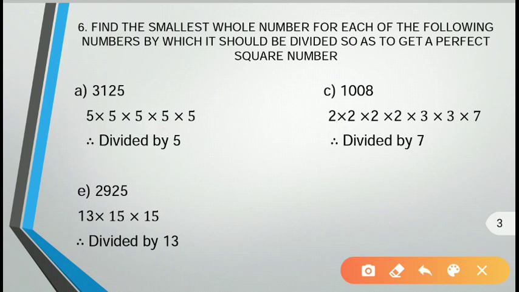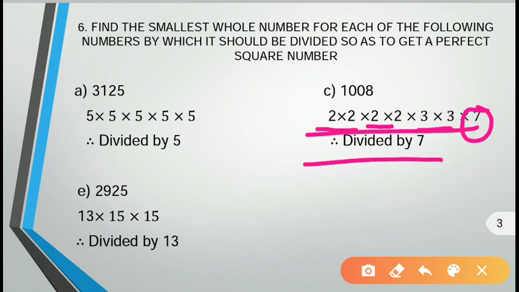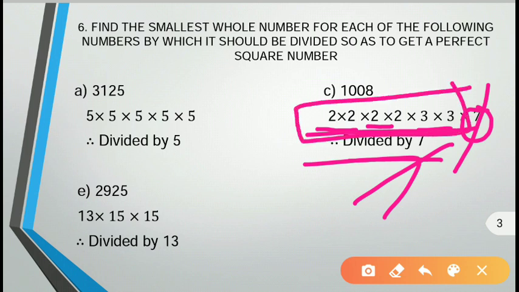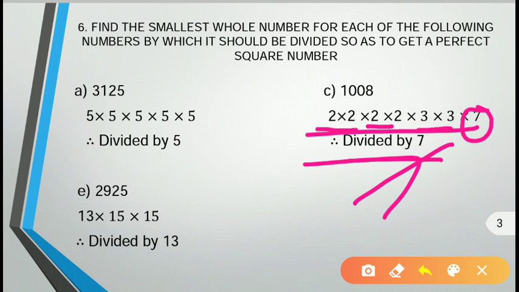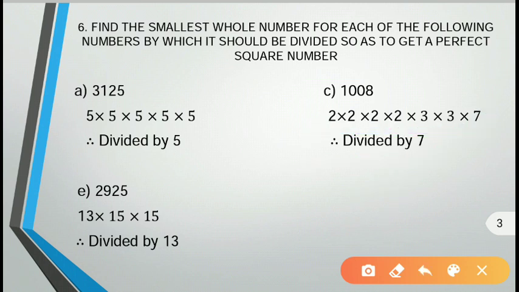Next question, 1008. This is your prime factorization. So start making the pairs. This is one pair, one pair, one pair. Now here 7 is alone. 7 does not have any pair. So either you multiply it by 7 or eliminate it. In our question it is asking to divide, so you eliminate the 7, meaning divide by 7. When you divide by 7, this 7 will be cancelled and this will become a perfect square. So in this question we need to divide by 7.